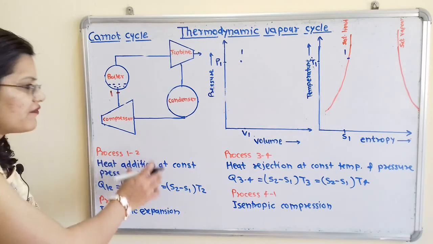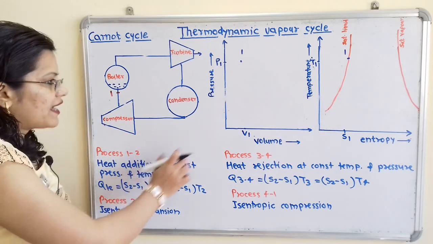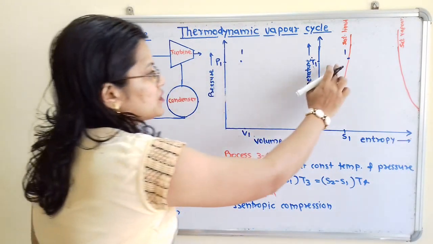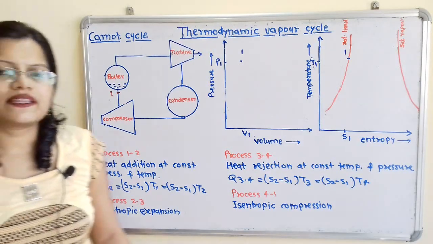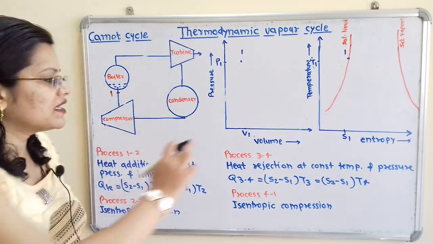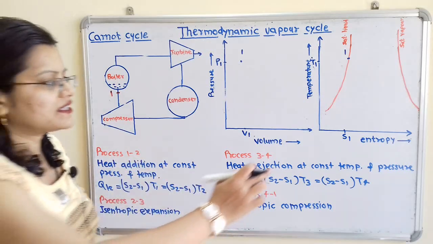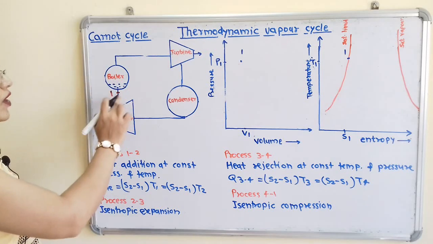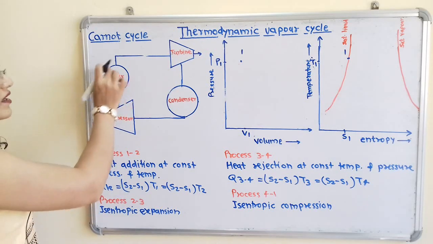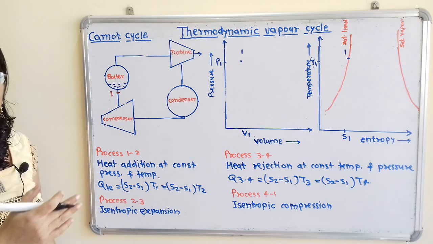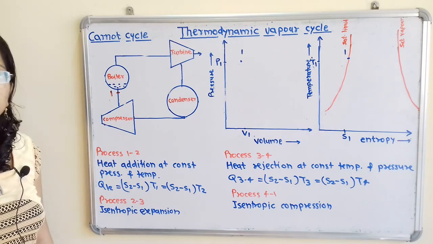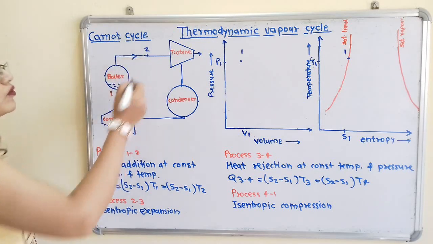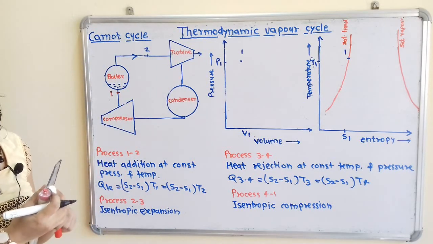Now what is the effect of the heat addition on these parameters volume and entropy, because we have to show constant pressure and constant temperature. So when the heat addition process is taking place, its volume is also getting increased and its entropy is also getting increased. So what is happening in the boiler? After getting the heat addition, this saturated water is converted into dry saturated steam. So at point 2, I will show here the point 2, it is converted into dry saturated steam.